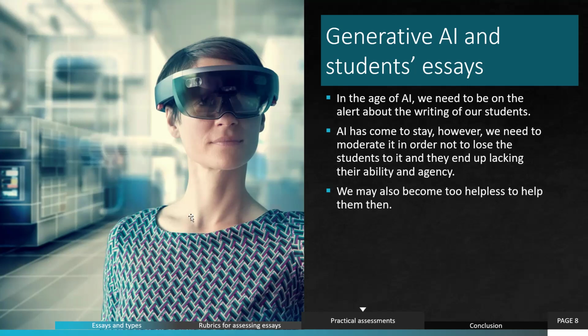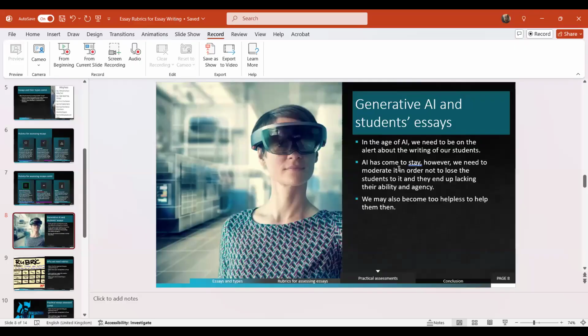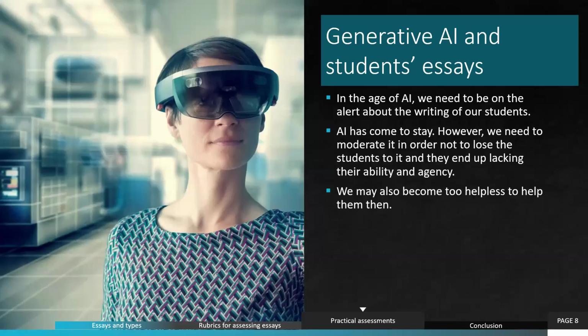You see what I'm saying now. In this case, what has happened? AI has come to stay. That's the full stop, and it should be followed by a sentence. You see, this is what we are talking about. So let's go: AI has come to stay. However, we need to moderate it in order not to lose the student to it, and they end up lacking the ability and agency.